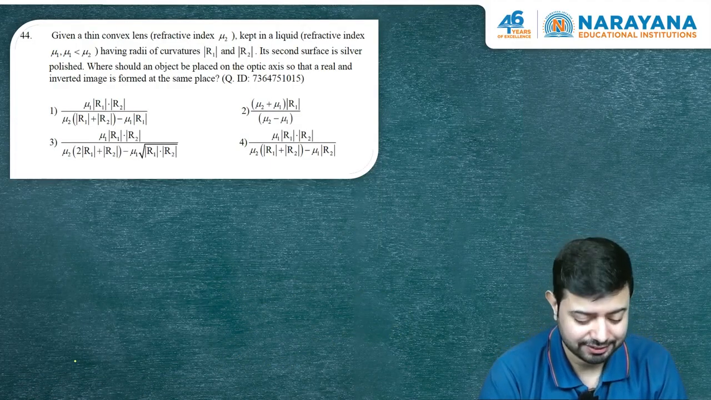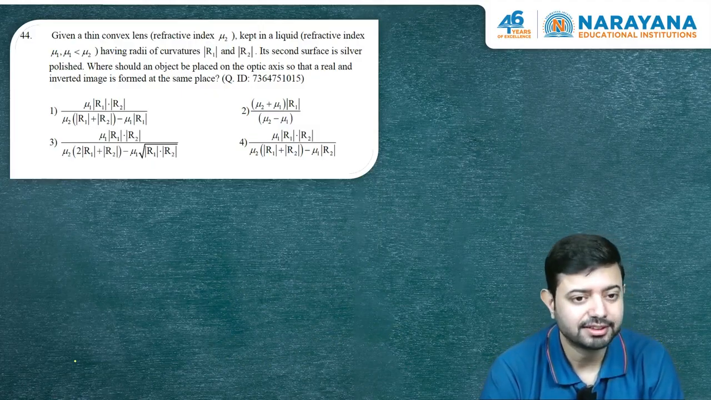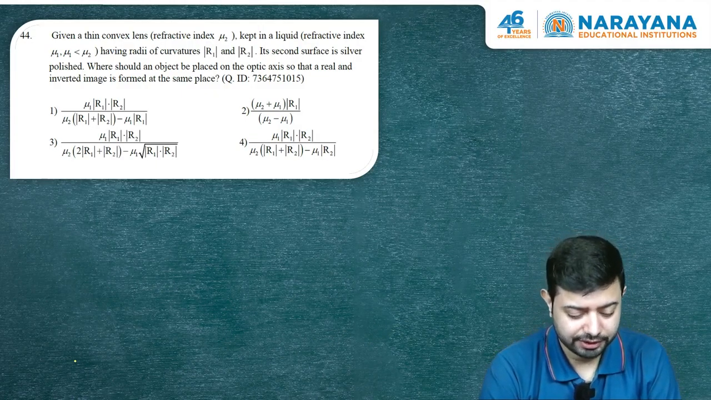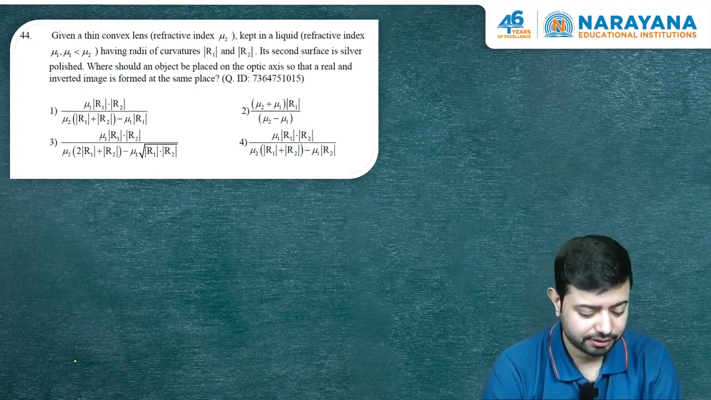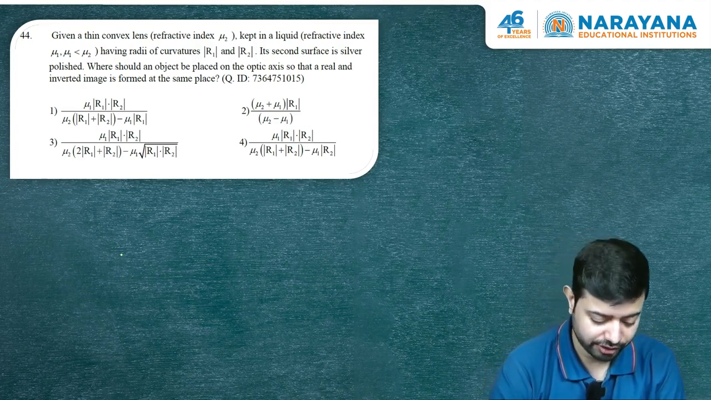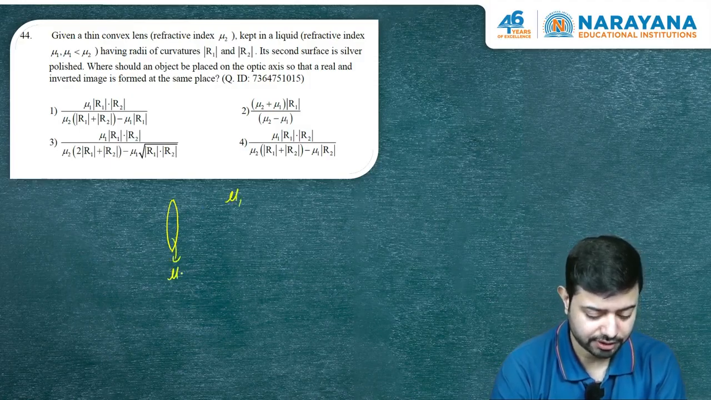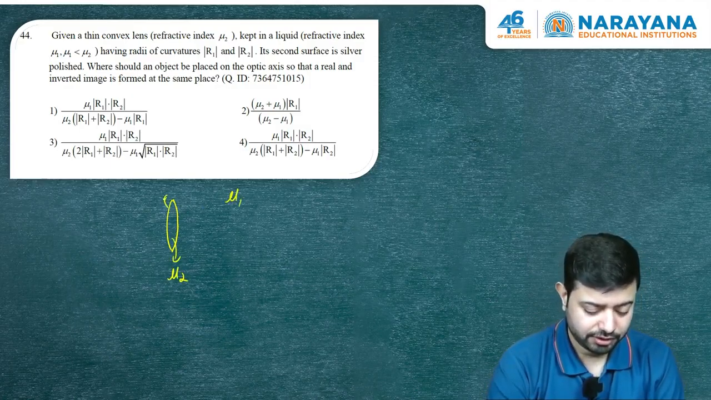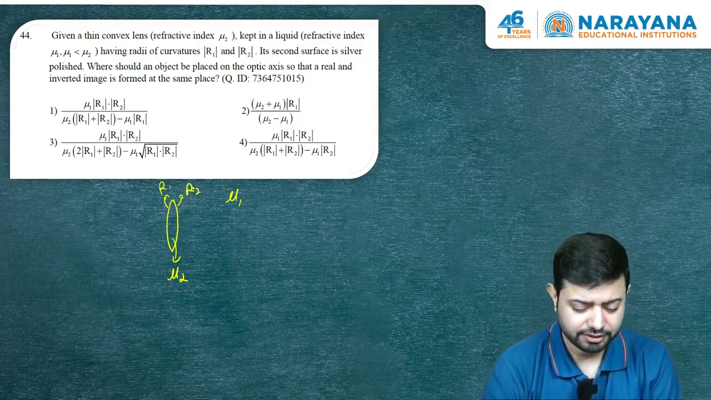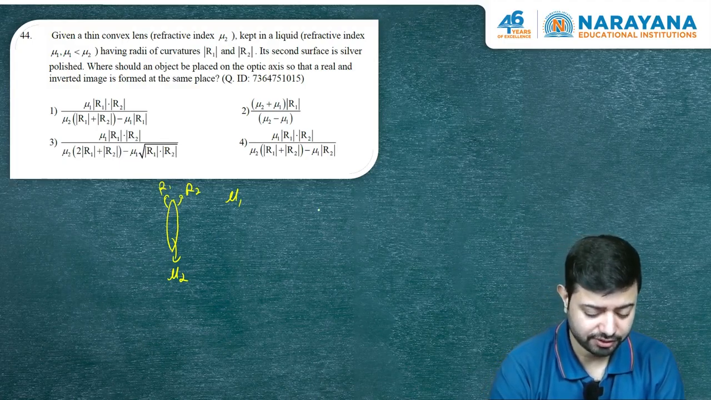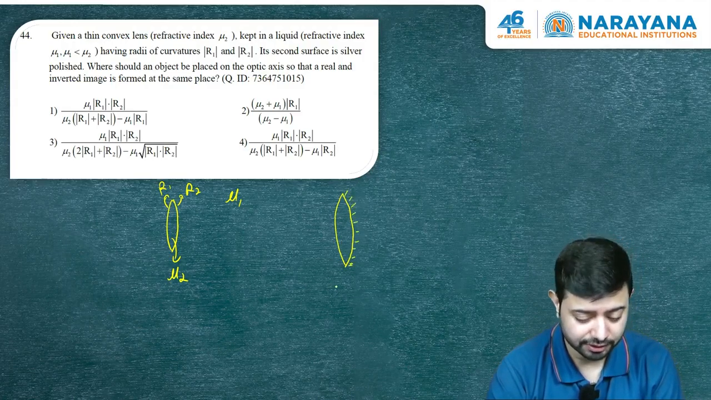Given a thin convex lens with refractive index mu 2, kept in a liquid where the refractive index is mu 1, and mu 2 is greater than mu 1. You can draw the picture: a thin convex lens kept in a liquid medium of mu 1, with its own refractive index mu 2. The radius of curvature here is r1 and here it is r2. The second surface has been polished, so it will behave like a mirror.